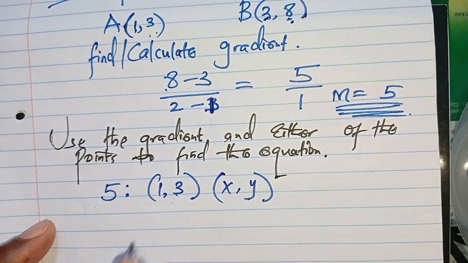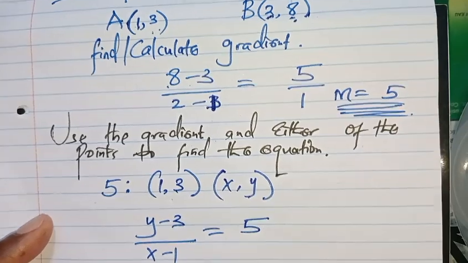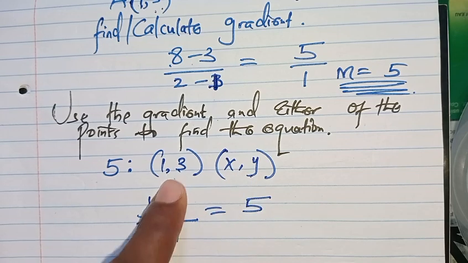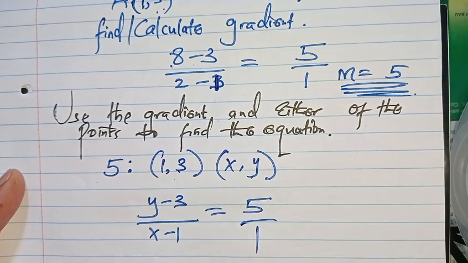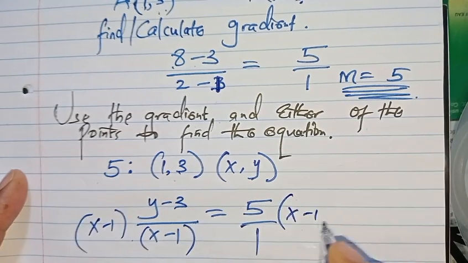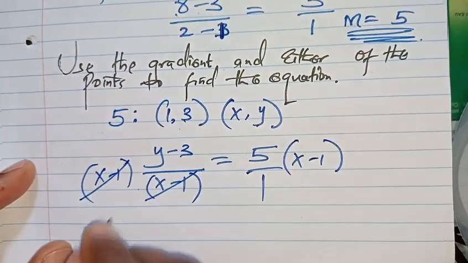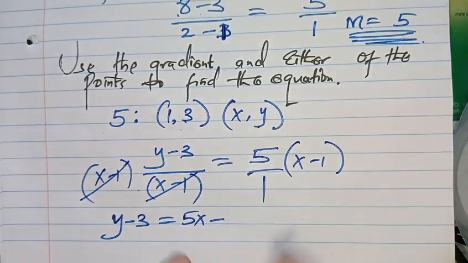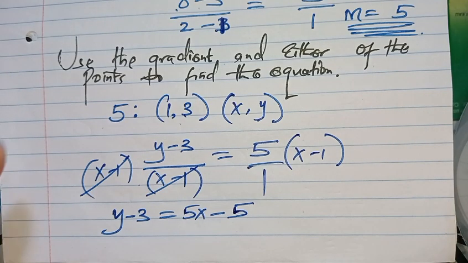So we said y minus 3 over x minus 1 is equal to the gradient, which is 5. So you apply the formula for finding the gradient, but you come up with one imaginary point and one point that you have in your question. So what you do, you can cross multiply or else multiply by x minus 1 on this side and also x minus 1 on the other side. So this one cancels with this, which is equivalent to cross multiplication. So what you'll have is y minus 3 is equal to 5 times x is 5x minus 5 times 1 is minus 5. Now you put the like terms together first.